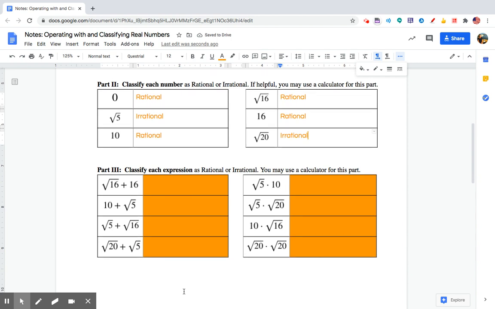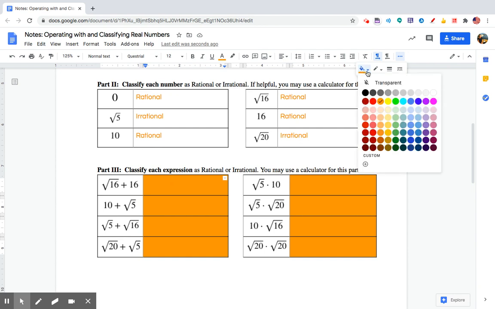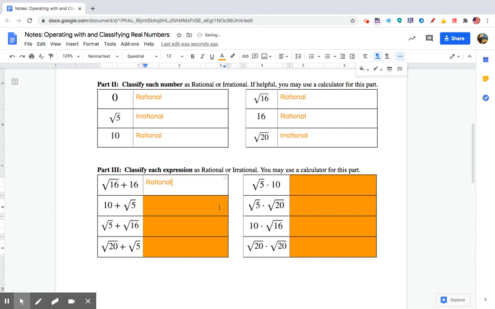All right, let's look down at part 3 now. To classify each expression as rational or irrational. All right, now it says you can use a calculator, but what we're asking you to do in the first example here is we're asking you to consider the square root of 16, which we set up above was rational, plus 16, which is also a rational number. That will give us another rational number, right? Because it's 4 plus 16, which is 20.